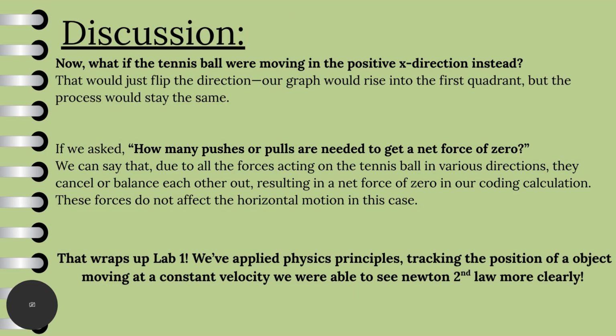And now let's get further understanding for our experiment. So, what if the tennis ball was moving in the positive x direction? What would change? So, first, it'll be moving to the right, and then our graph will be in the first quadrant and moving upwards instead of downwards.